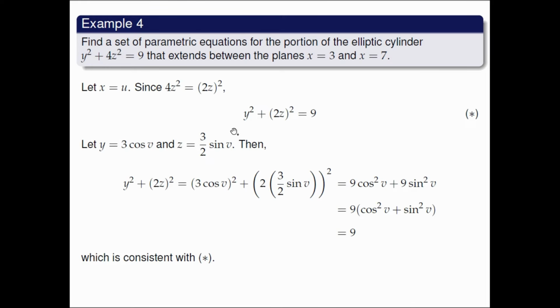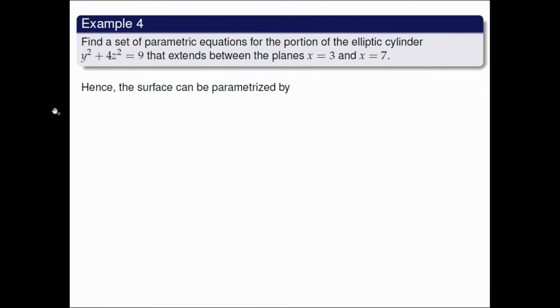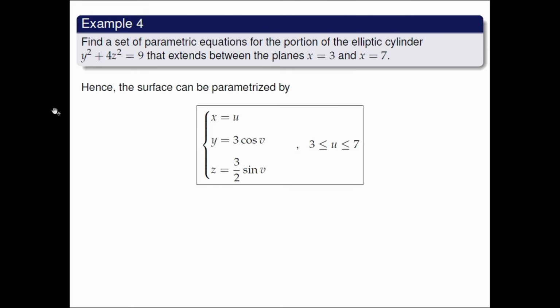So we are now ready to give the parametric equations for the surface. We use this and these two equations here. Hence, the surface can be parameterized by x equals u, y equals 3 cosine v, and z equals 3 halves sine v. But we restrict u from 3 to 7, since x equals u and we consider the portion of the surface between the planes x equals 3 and x equals 7.